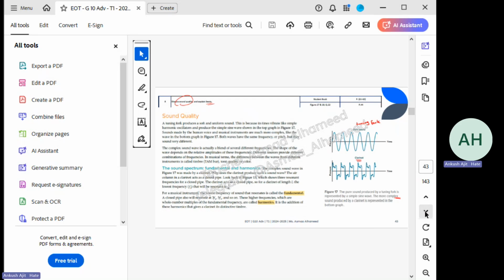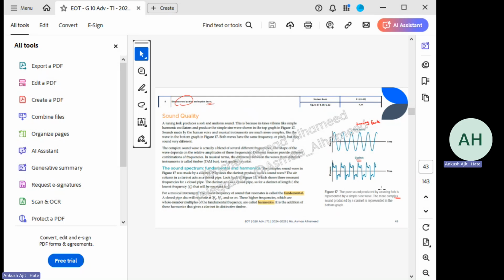Sound quality. Sound quality is basically the fundamental and the harmonics. I hope you know what the fundamental is and what the harmonic is. Harmonics are the different frequencies. Fundamental is the base. The lowest frequency of a sound that resonates is called the fundamental. Multiples of the fundamental frequency are called harmonics.